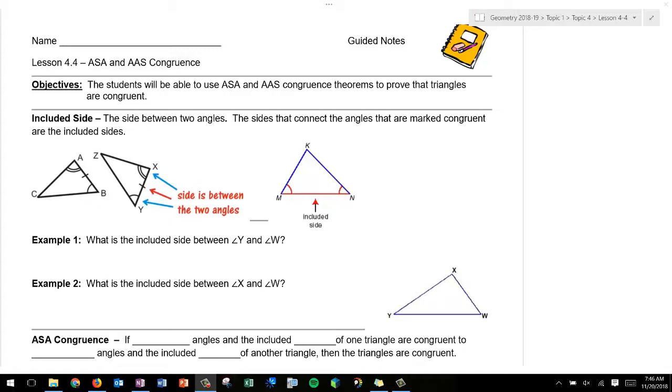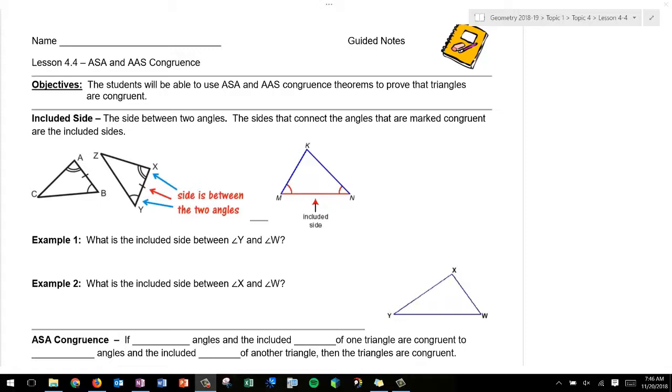So the first thing we're going to do is bring back the conversation of inclusion that we had last time. We talked about included angles last time. Now we're going to talk about included sides. And it's the same exact thing. The side between two sets of congruent angles is going to be considered an included side.